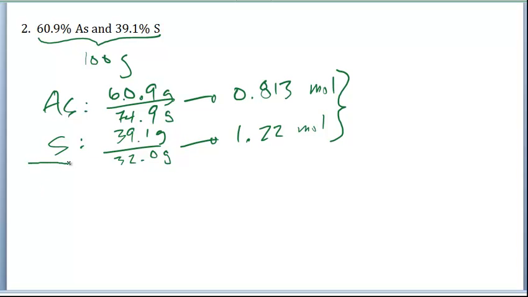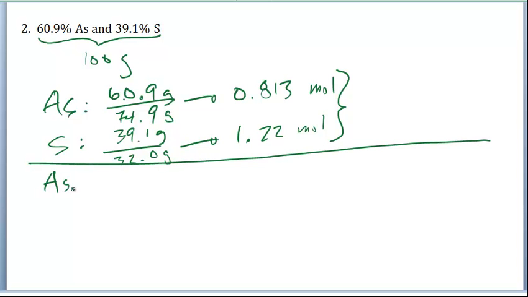All right. So at this point, we say, okay, how can we put that data together? So we could come up with a chemical formula that looks like this: arsenic 0.813, sulfur 1.22. All right, but of course, that looks pretty ridiculous. So we've got to divide both sides by the lowest mole value, which is 0.813 for arsenic. And when we do that, obviously that turns the subscript on arsenic to a 1. Sulfur then becomes 1.22 divided by 0.813. Yeah, 1.50.